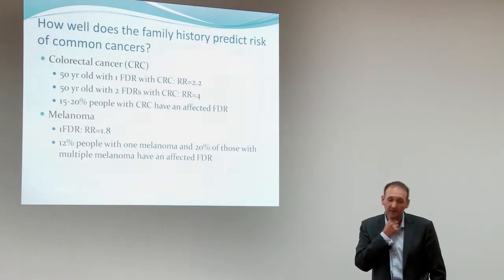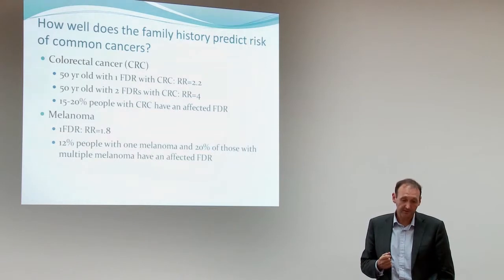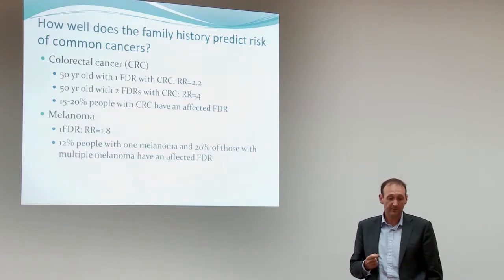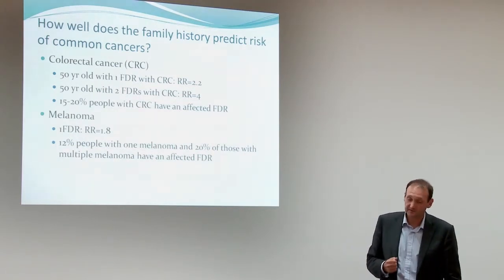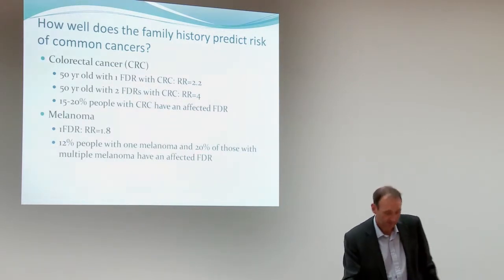And then finally, melanoma. Again, 1 first-degree relative almost doubles your risk. And 12% of people with a diagnosis of melanoma and 20% of those with multiple melanoma will have an affected first-degree relative. So that's just a quick summary of the sort of epidemiology.